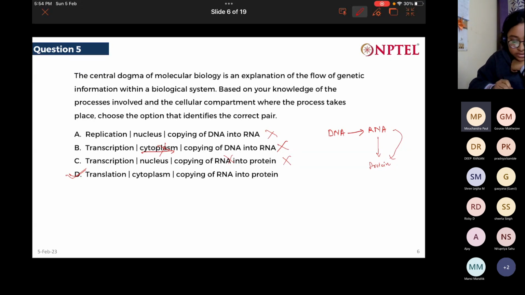This option is not correct. Transcription doesn't happen in the cytoplasm, it happens in the nucleus. So this option is automatically wrong. Then transcription, yes, it happens in the nucleus, but it doesn't involve copying RNA into protein. So option C is also wrong. The correct option is D, because translation happens in the cytoplasm and it involves copying RNA into protein. All right.